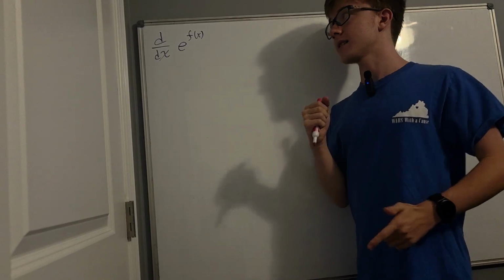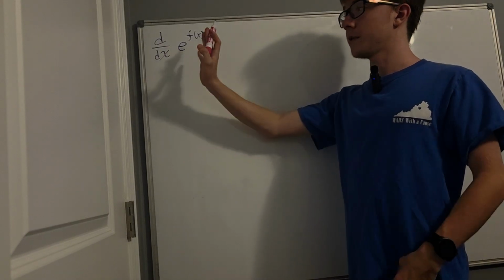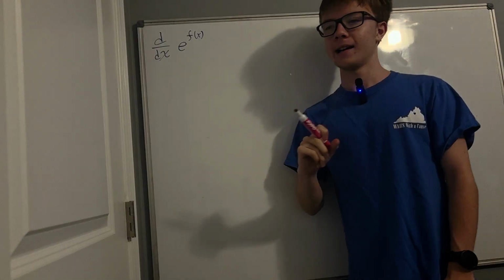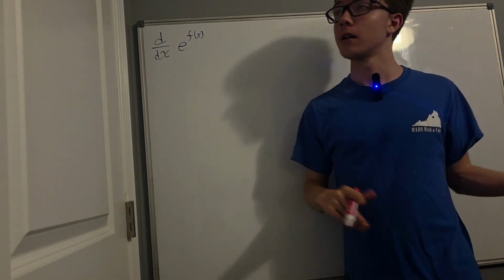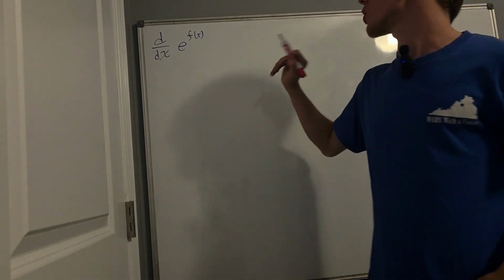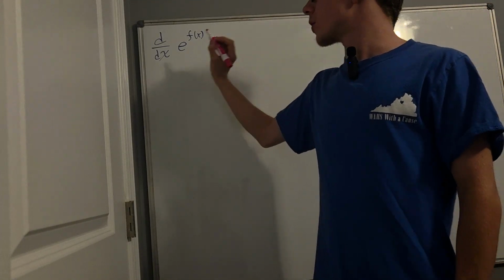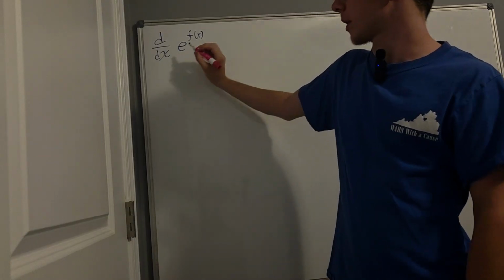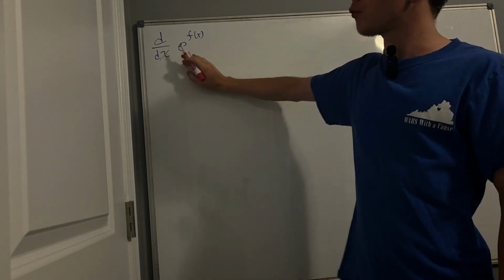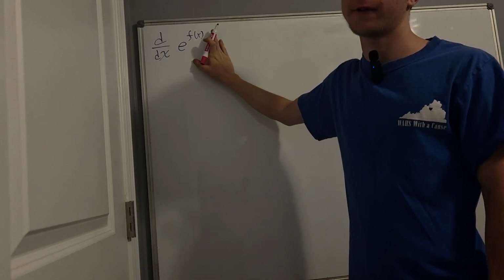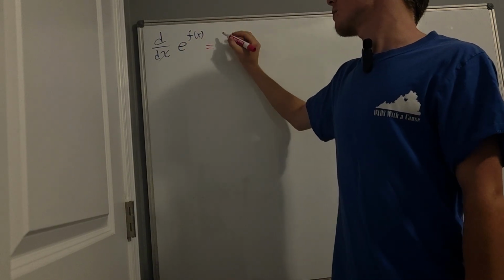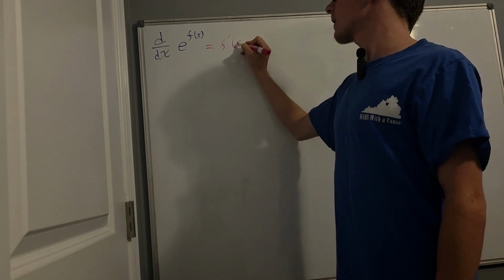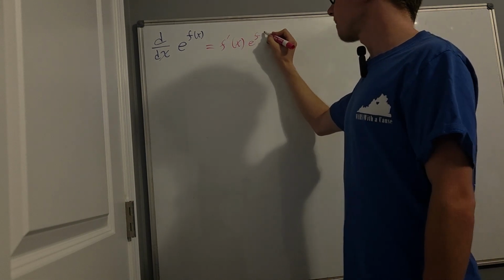So for the last example, I have the derivative of e to the f of x, and there's a couple cool things you can find here. First of all, let's just look at this chain rule wise. The derivative of e to the x is e to the x, so I'm going to plug in the f of x. So we're going to have e to the f of x as one of the factors, but we still have to multiply it by f prime of x. So this is going to be equal to f prime of x e to the f of x.